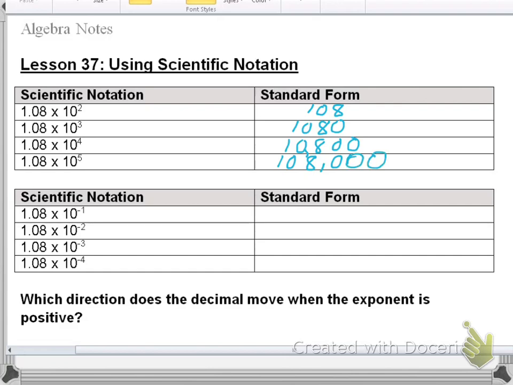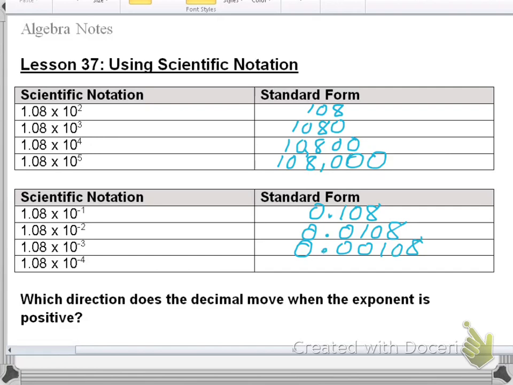And then moving on to the next table, now we're dealing with negative exponents for 10. So 1.08 times 10 to the negative 1 power would be 0.108. Times 10 to the negative second power would be 0.0108. 10 to the negative third power would be 0.00108.